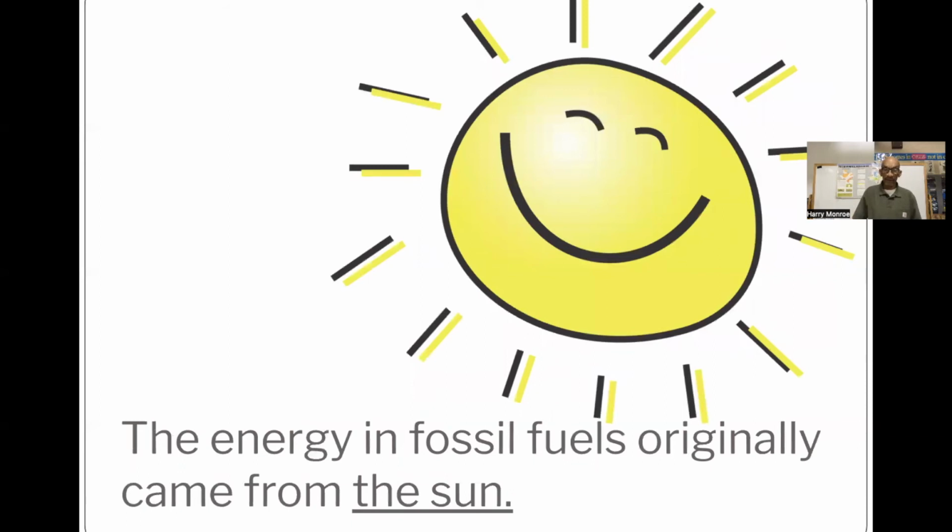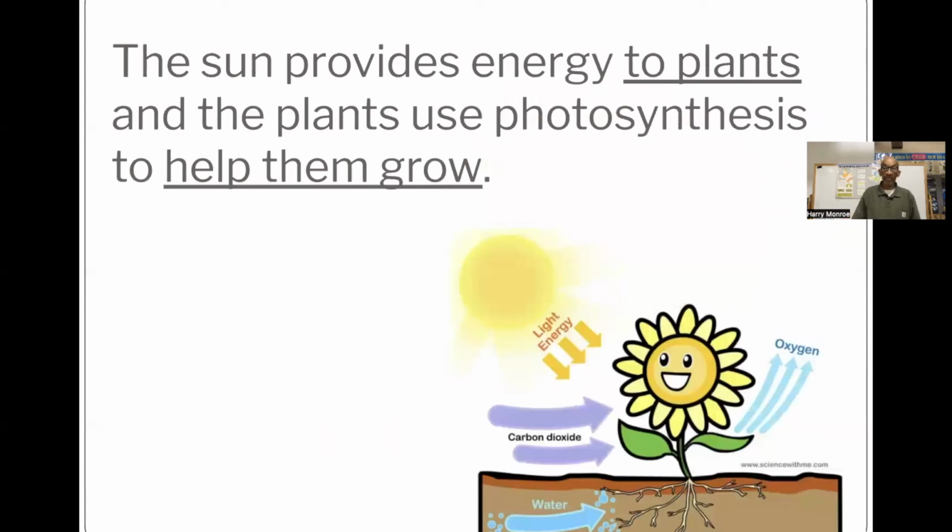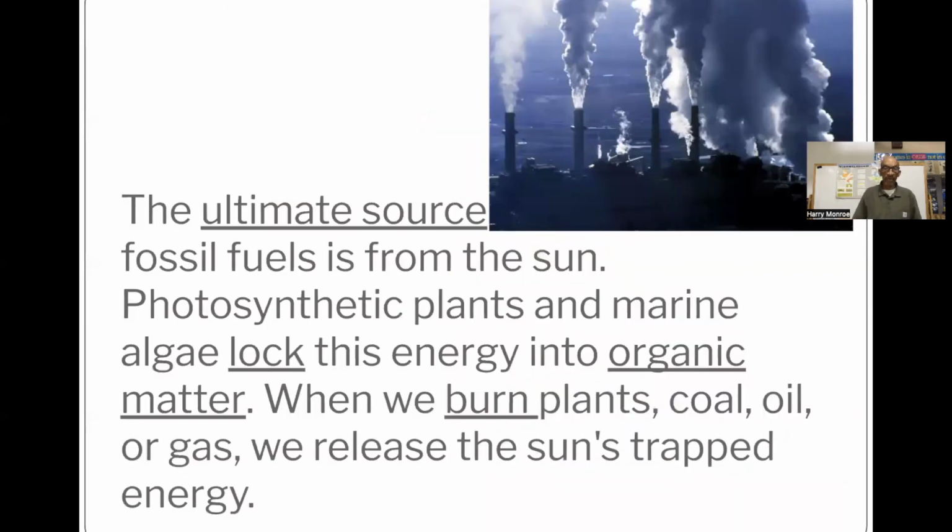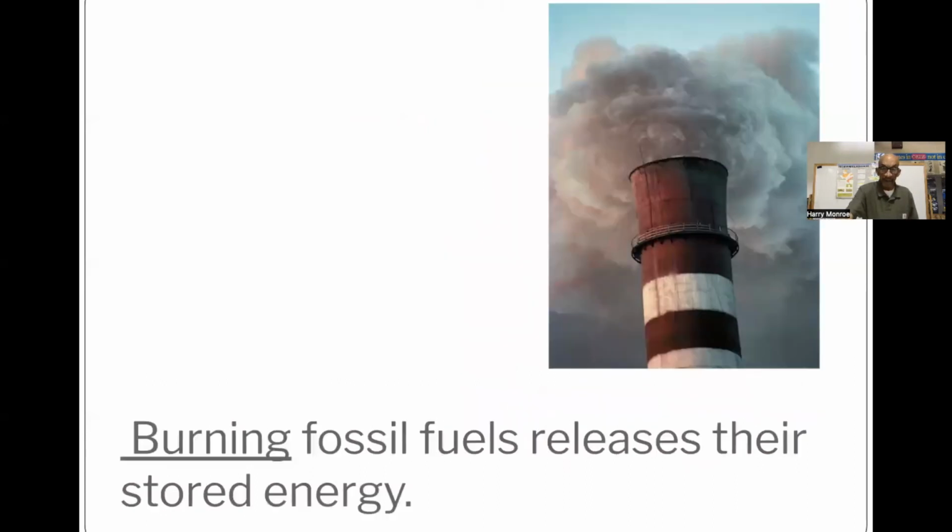The energy in fossil fuels originally came from the sun. The sun provides energy to plants, and the plants use photosynthesis to help them grow. The ultimate source of fossil fuels is the sun. Photosynthetic plants and marine algae lock this energy into organic matter. When we burn plants, coal, oil, or gas, we release the sun's trapped energy. Burning fossil fuels releases their stored energy.